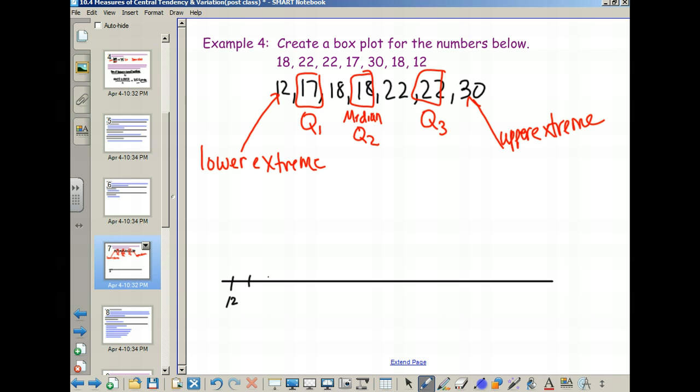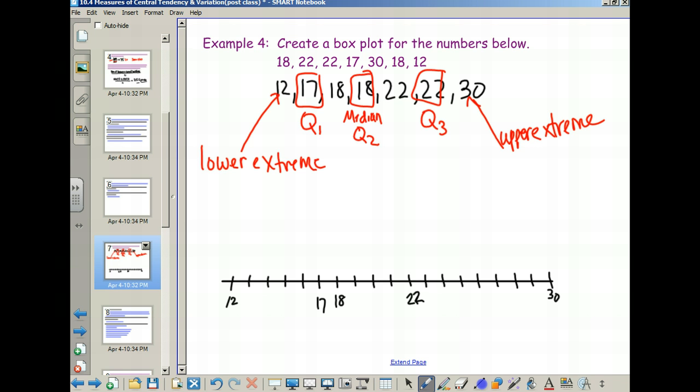So here's 13, 14, 15, 16, 17. I'm going to mark 17 because it was one of my values of interest. 18 was as well. 19, 20. 21, 22 was of interest, so I'm going to mark it. 23, 24, 25, 26, 27, 28, 29, and 30. So as best I can, those are fairly equal increments.